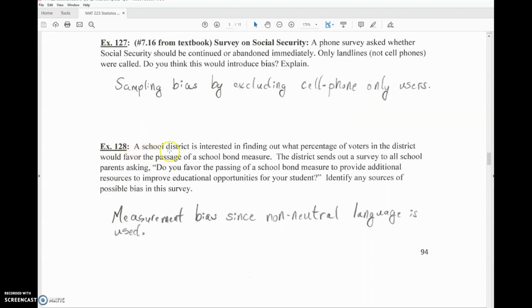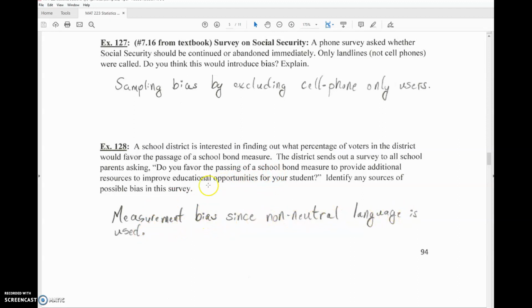Example 128. The school district is interested in finding out what percentage of voters in the district would favor the passage of a school bond measure. The district sends out a survey to all school parents asking, quote, do you favor the passing of a school bond measure to provide additional resources to improve educational opportunities for your student? Now, you could have asked that question, do you favor the passing of a school bond measure so that your taxes go up? Again, how you ask a question can produce what's called measurement bias because it might have non-neutral language in it.